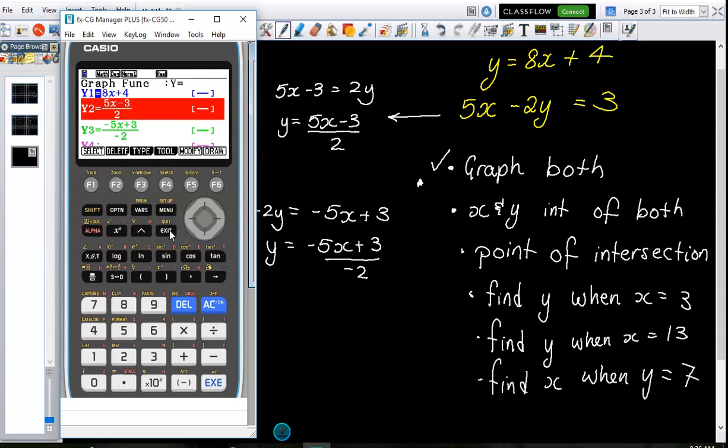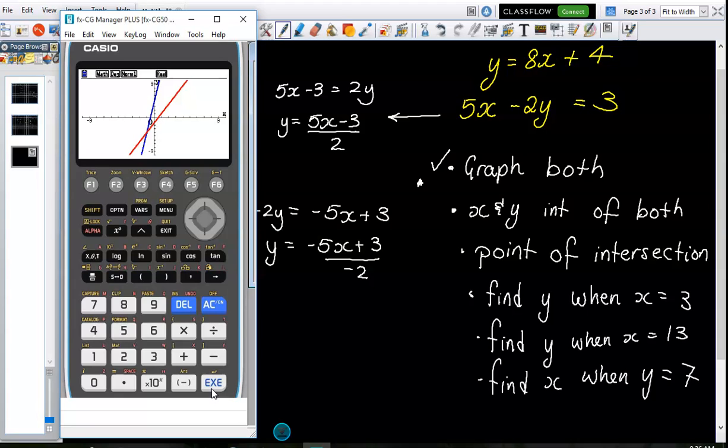Okay. Point of intersection. Just want to read it off. What's that point of intersection? G-Solve, intersection.